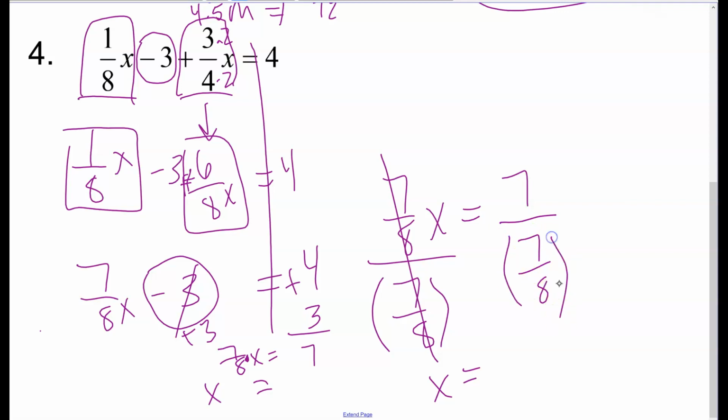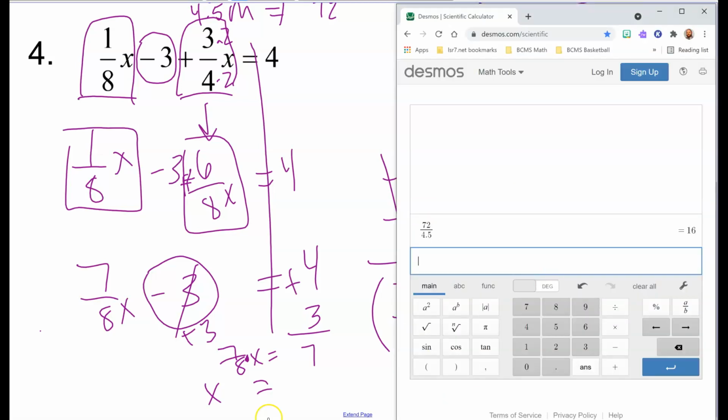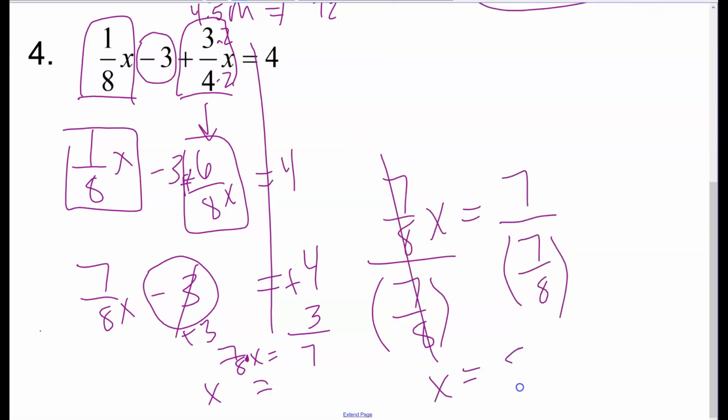So I can put that in my calculator again and do this. If I do 7 divided by 7/8, and this is where we get a little tricky, if I hit my AB button, that's my fraction, I can do 7/8. If I do it like that, I actually come up with an answer of 8 as my final answer. So x is equal to 8.